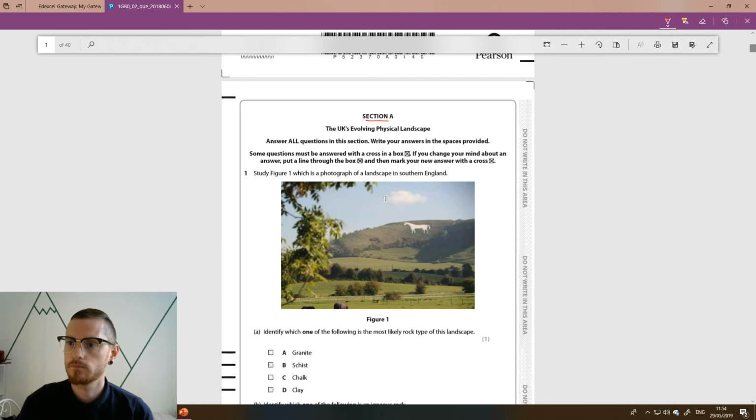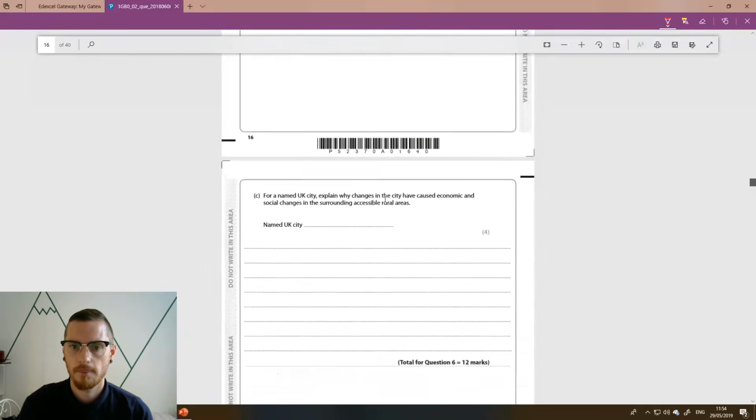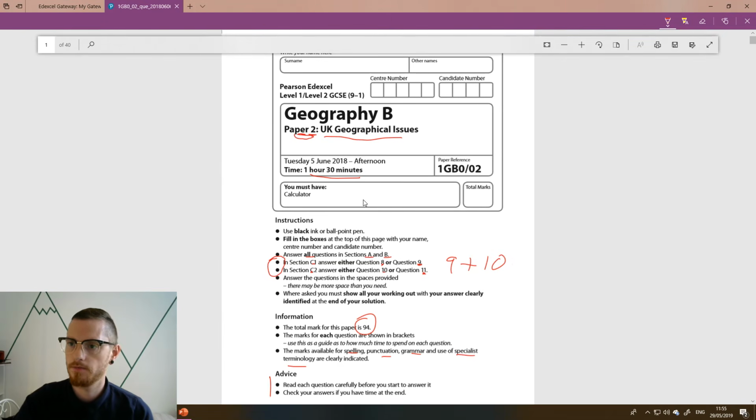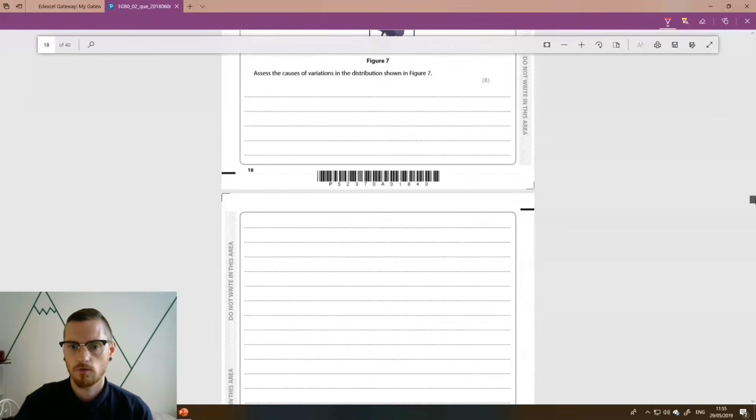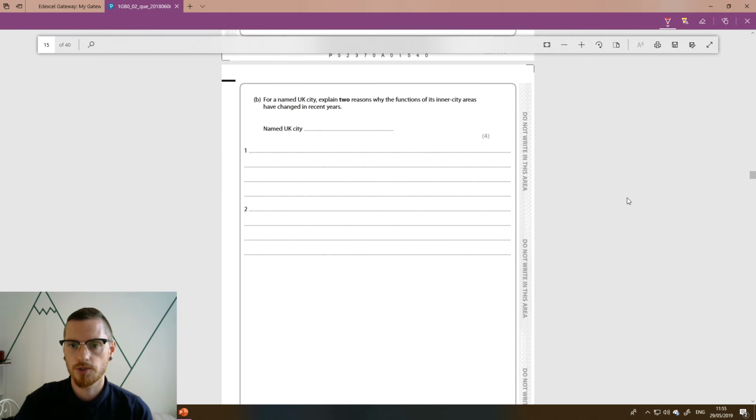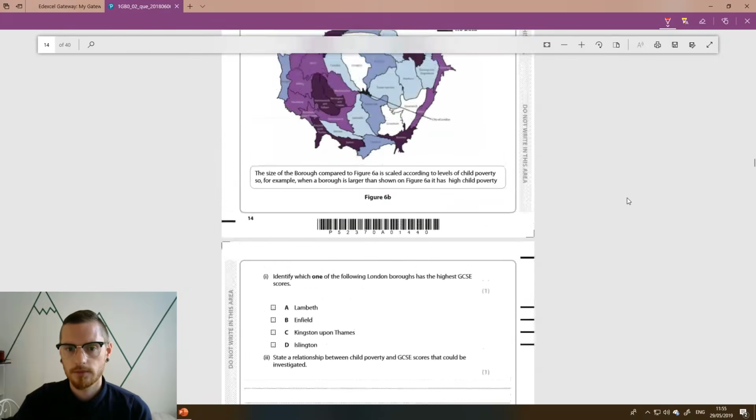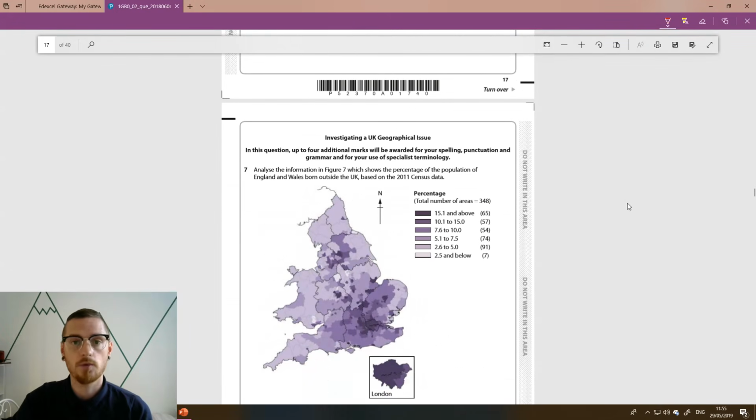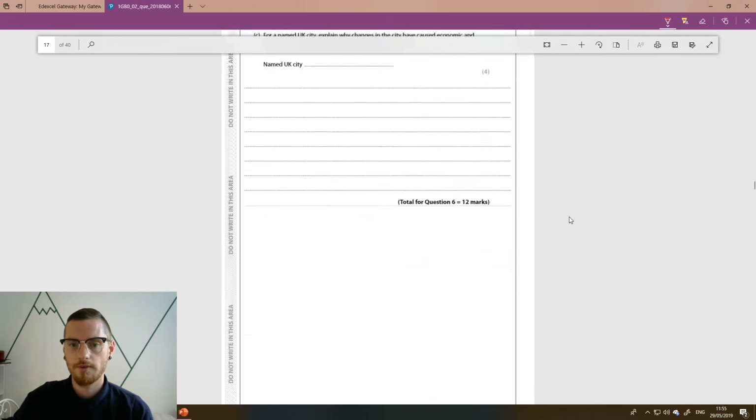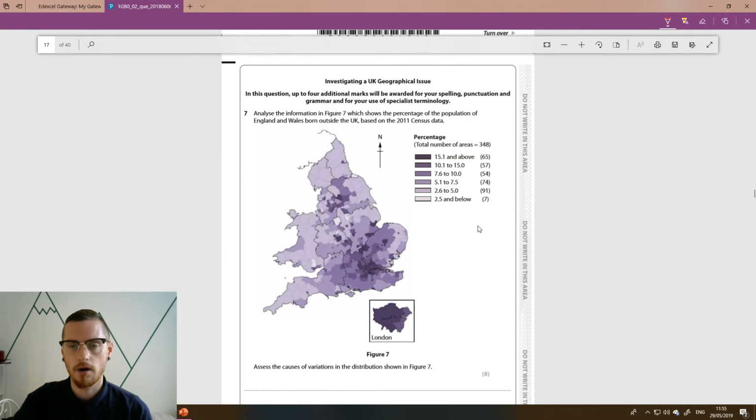Now, at the end of this section, so this is section B, scroll back up, keeps jumping. Here we go. So at the end of this section, you're going to get 2 4 markers into an 8 marker. So this is section B on topic 5, the UK's evolving human landscape. You're going to finish that on an 8 marker. And I'm going to speak about these 8 markers once I've finished talking about explain questions. And the section will finish on an 8 marker.